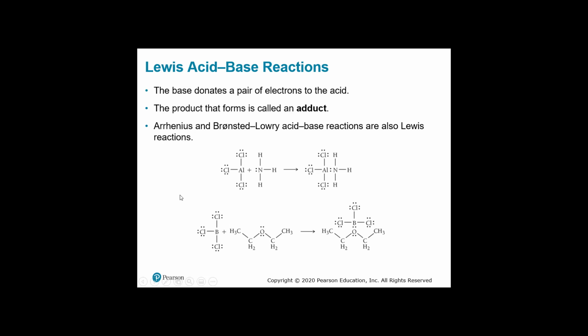Okay, so the base donates a pair of electrons to an acid. And what it does is it forms a bond. So it creates a compound, and the product is called an adduct. So this is a synthesis compound. Remember, A plus B equals AB? That's what this is. It's a synthesis compound that creates a bond between these two with that electron pair.